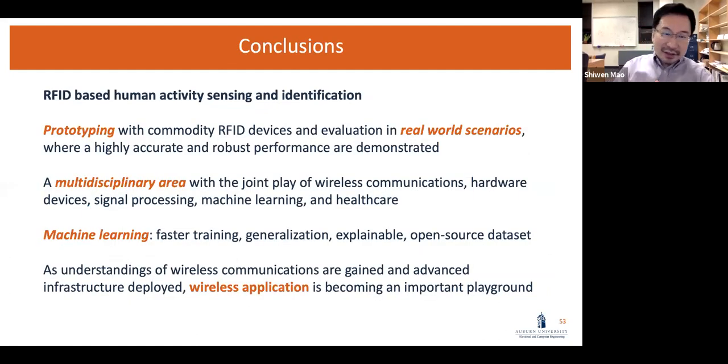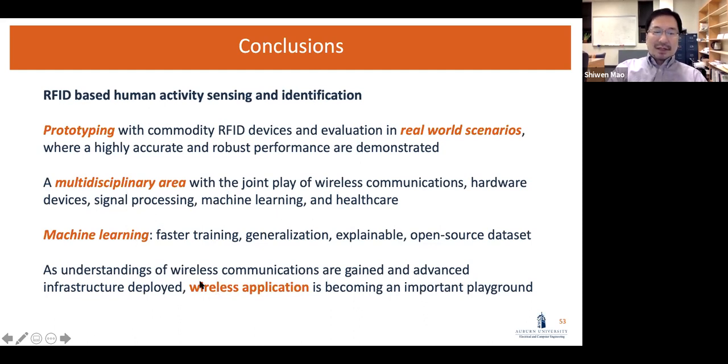So in conclusion, we presented our work, several applications of RFID sensing as a wearable sensor to detect human activity and human vital signs. They are built with real commodity RFID devices and evaluated in real-world scenarios with good performance demonstrated. This is a multidisciplinary area: wireless communications, hardware devices, signal processing, machine learning, healthcare. And machine learning plays a very important role here.